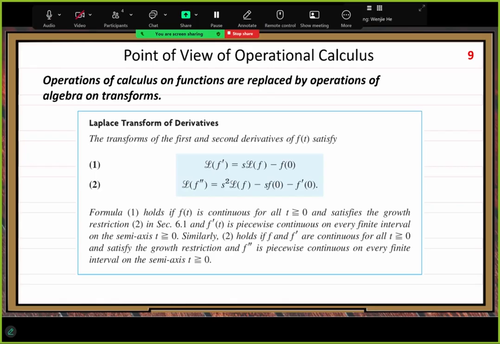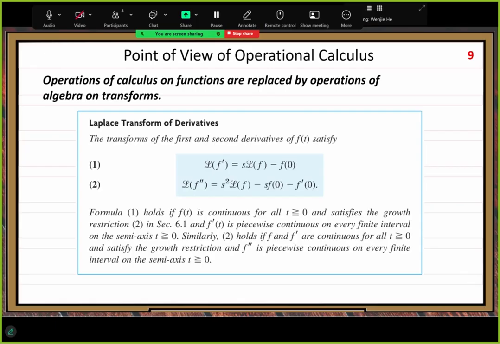Second, Laplace transform of f double prime equals, so you have three terms. The first term, you need to use s squared times Laplace transform. After that, you need to use two initial values: minus s times f of 0, then minus the second initial value, f prime of 0. These two formulas are very important and very easy to derive. So we will derive them quickly.